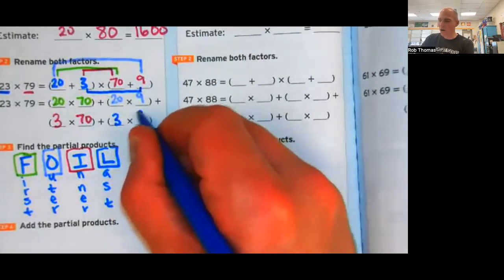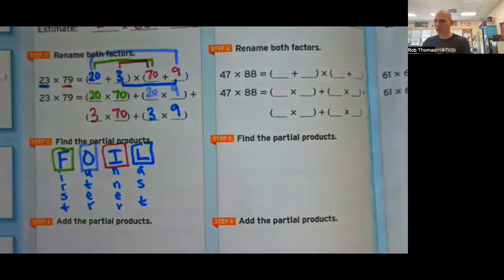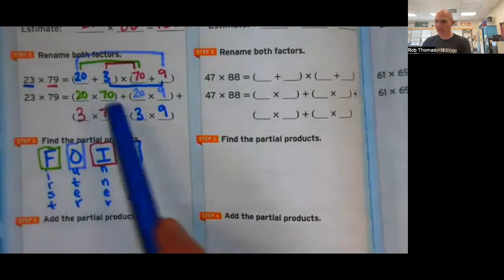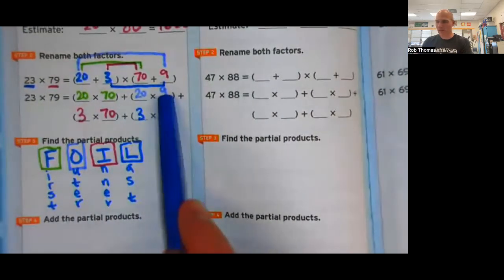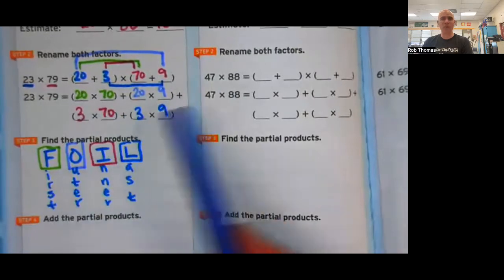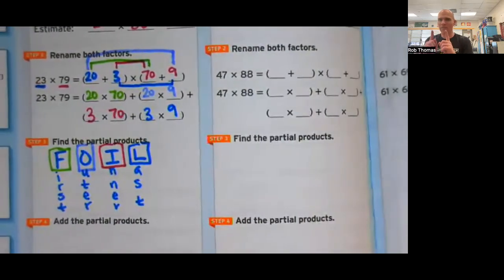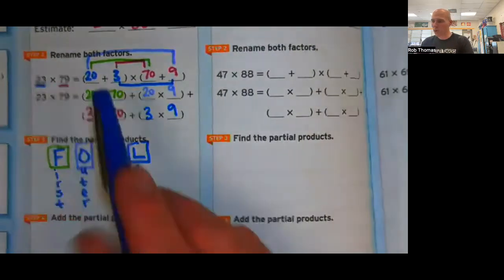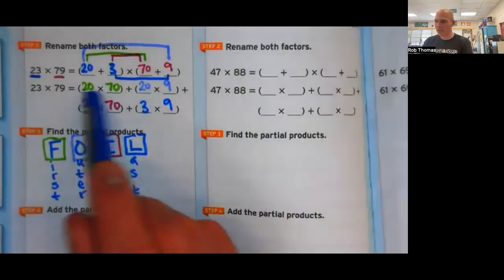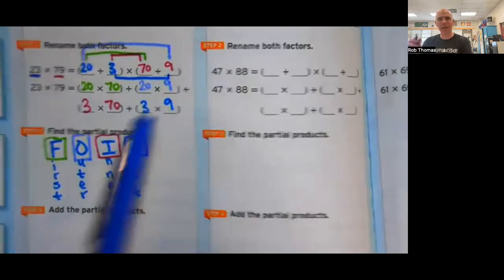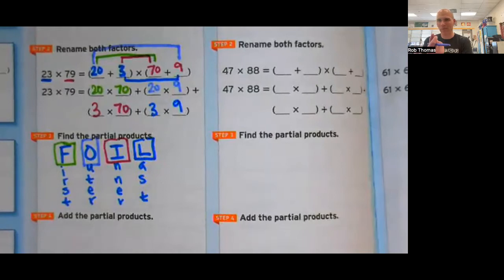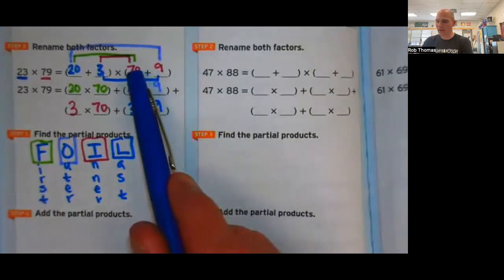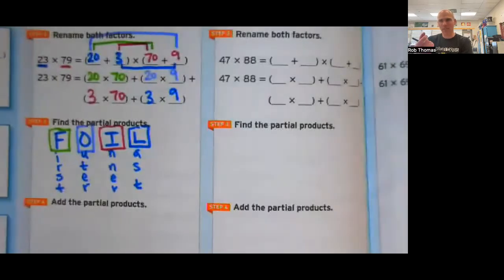And look, we made all the different possible pairs, right? We paired the 20 and the 70, the 20 and the 9, the 3 and the 70, and the 3 and the 9. We never pair numbers that came from the same split. Notice the 20 and the 3 were never paired in a multiplication because they came from the same split. They both came from 23. We also never paired the 70 and the 9 because they came from the same number, the 79.